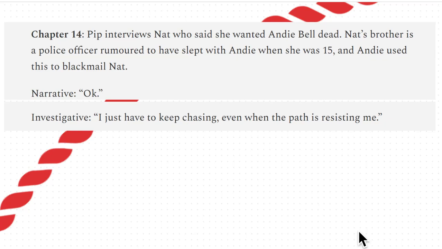After that scene, Pip gets Sal's interview with the police. It doesn't look good for him, and she remembers the threatening note on her pillow. The investigative line is, I just have to keep chasing, even when the path is resisting me. Here, with that damning transcript, we have a clear obstacle to the protagonist's goal, and she decides to keep pushing against it. We also have a negative shift in this chapter, but the restatement of her desire, again, keeps us going forward.